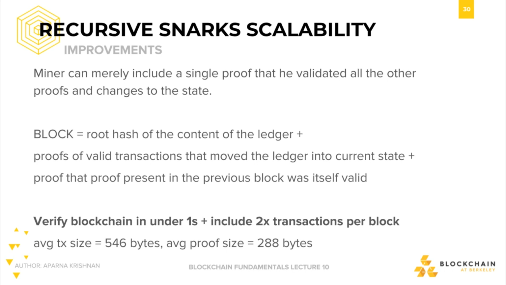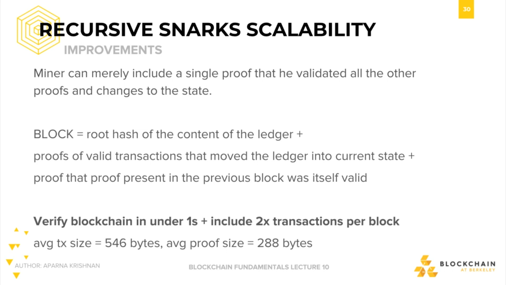So a miner can include a proof instead of a transaction, and he can also include a proof of proof that he verified all those transactions in the Merkle tree together. So now your new block basically becomes the root hash of the contents of the ledger, proofs instead of transactions, which become your Merkle tree, and then a proof of proof that your previous block was verified. And this means anyone in the world can verify the whole blockchain in under 1 second. Now that's a huge speed up from where it is today.